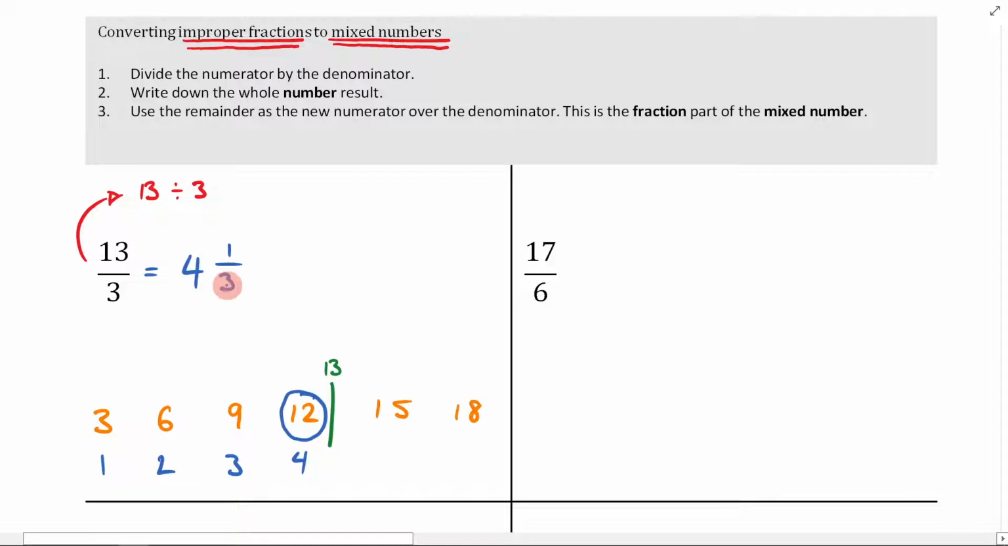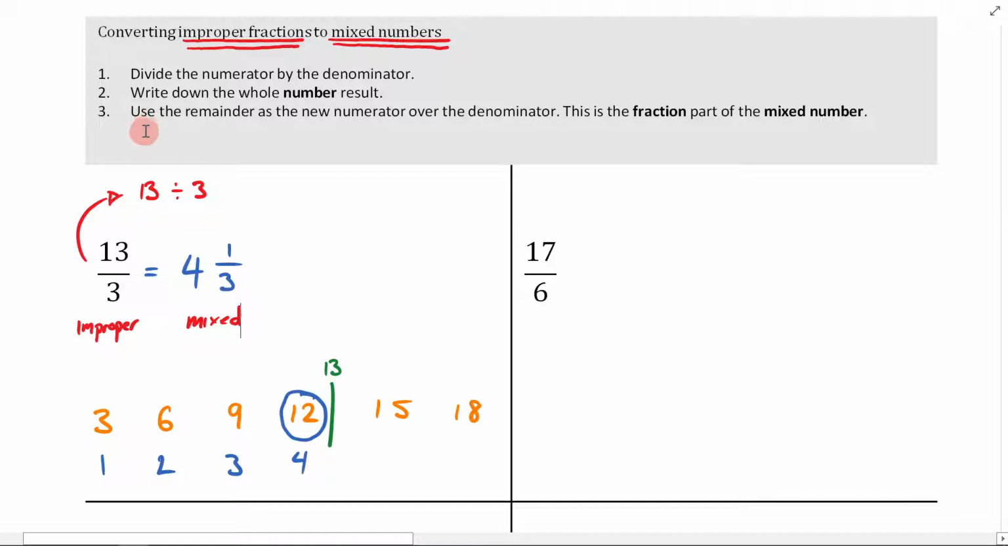So that means I have turned my improper fraction, let's write that down, into a mixed number. That's what we have done. And how we've done this is we've said how many times does 3 go into 13? It goes in 4 times. That becomes the whole number component. I've got a remainder of 1. That becomes the numerator part of my fraction. And then it's over 3, because my improper fraction had a denominator of 3.